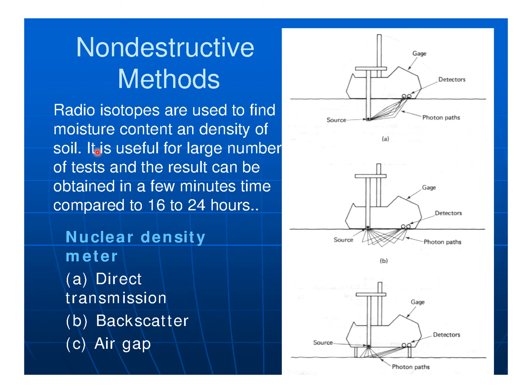So here you can see non-destructive methods of three types. This is the direct transmission method, the backscatter method, and the air gap method, where you have a gap between the base of the instrument and the surface. Radio isotopes are used to find moisture content and density of the soil. It is useful for a large number of tests, and the results can be obtained in a few minutes compared to 16 to 24 hours, which you need in the oven drying method.